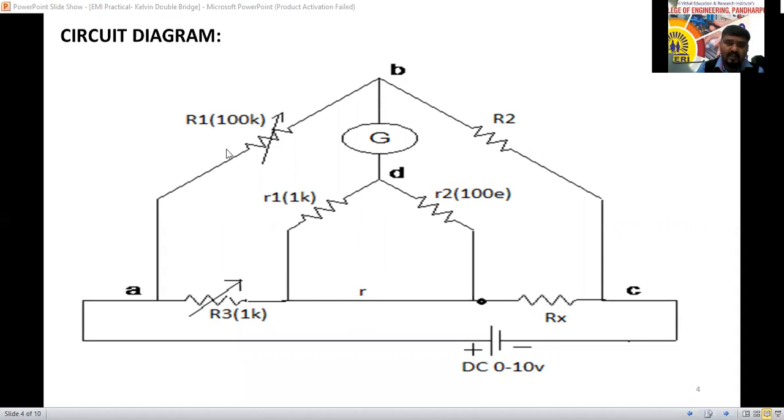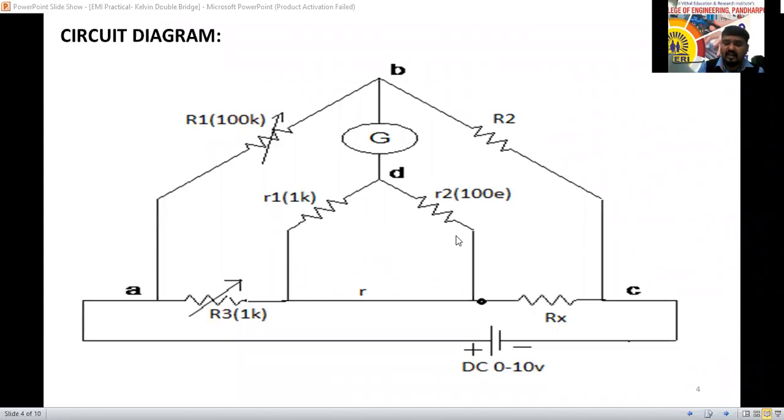So R3 is variable, R2 is standard resistance, and R3 is also variable resistance. These are the fixed values we are going to use. The Rx is the unknown resistance, which we are going to measure here. So the DC supply voltage we are going to give here.